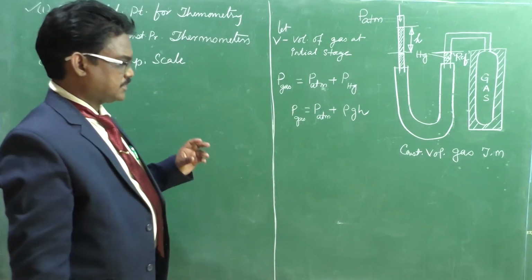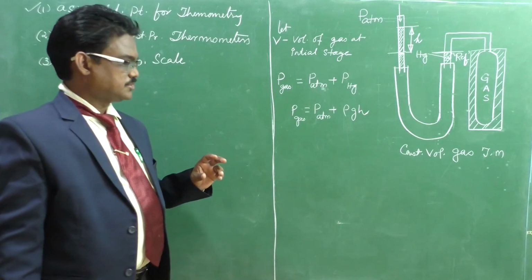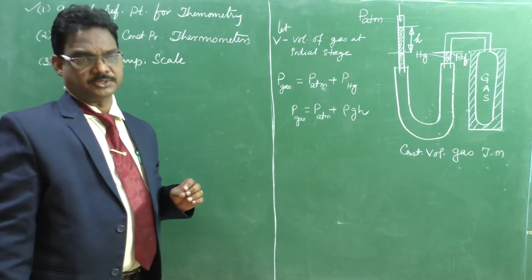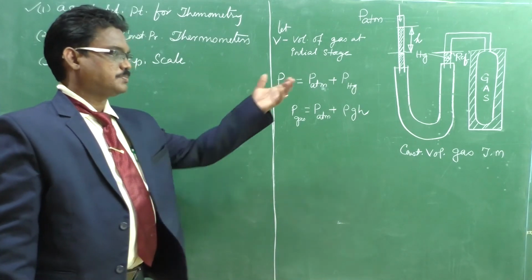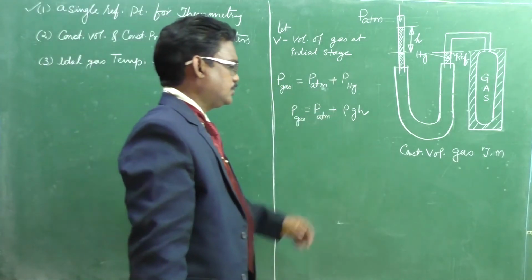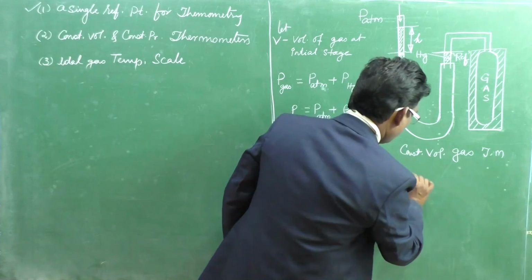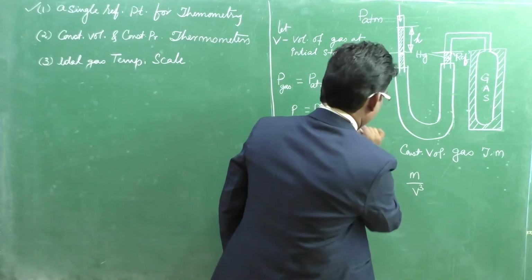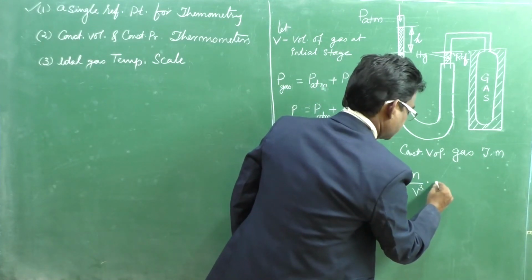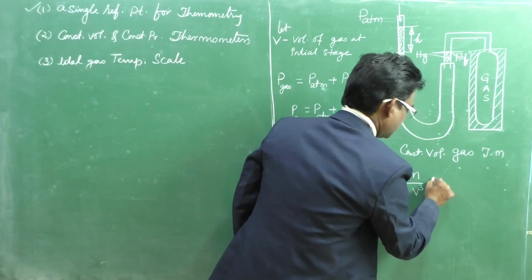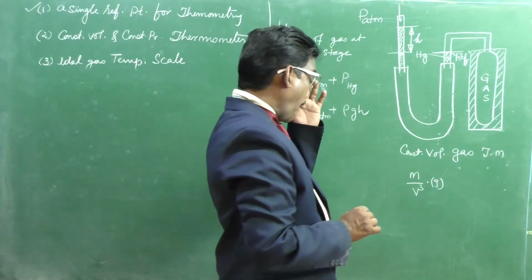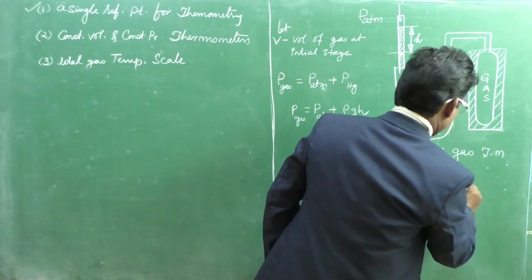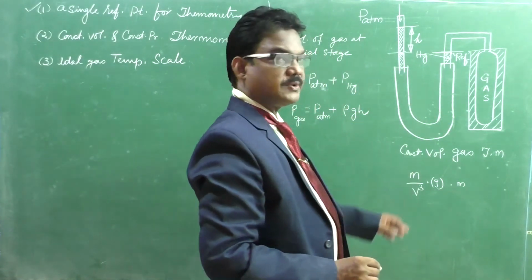Here rho g h: rho is the density of the mercury, g is the acceleration due to gravity, and h is the height of the mercury. Okay, these three terms. How does it give the pressure? You can check it. Rho means mass by volume. Next g, acceleration, in meters per second square. Next h, in meters.